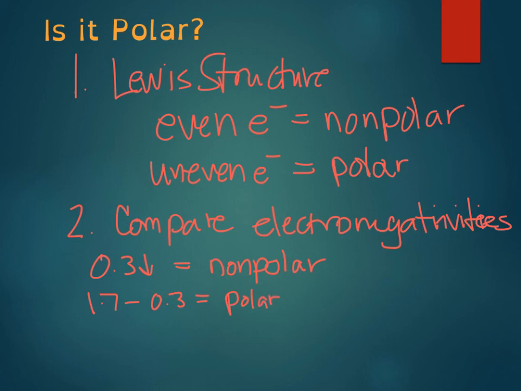Now remember, if you have 1.7 and higher, that would be considered ionic, and that is not going to be polar or nonpolar. These 2 are both covalent, and that's how we can decide. You can only decide if something is polar or nonpolar if it's a covalent bond.